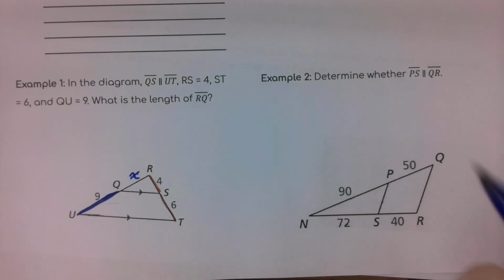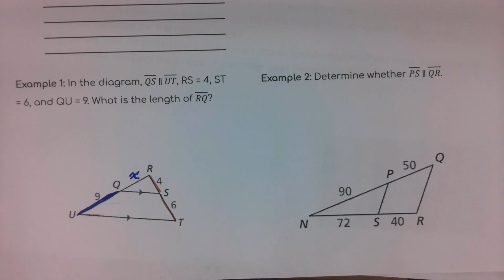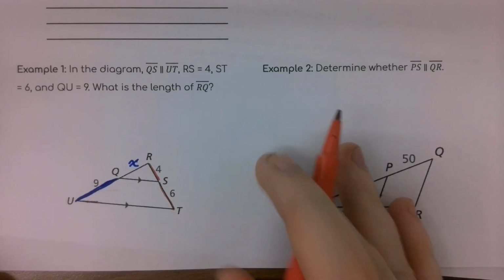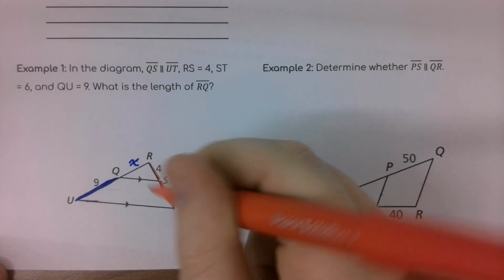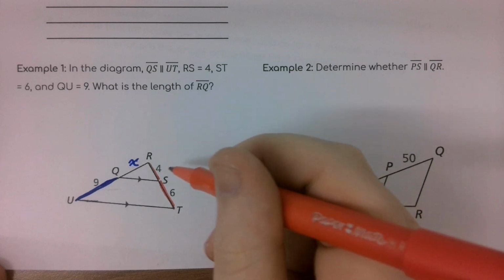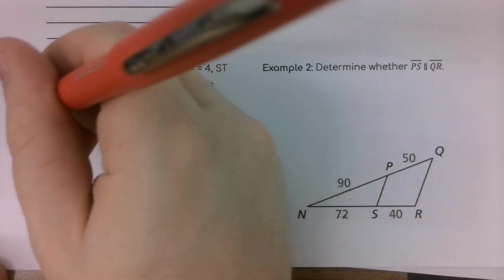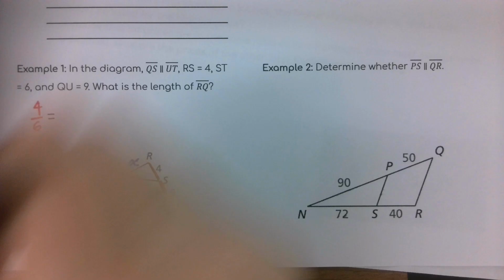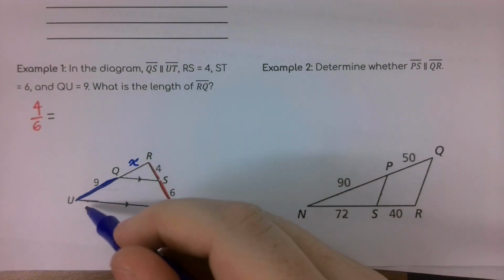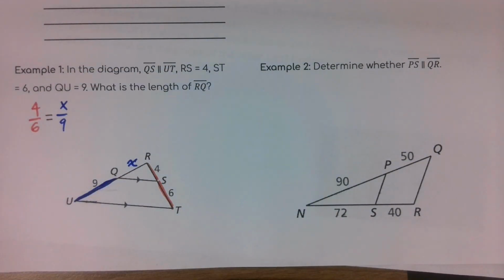We can solve this using proportions. So, because these lines are parallel, we can set up a variety of different proportions. One thing we could compare is the top triangle to the bottom triangle, red side to blue side. So, if we're comparing top to bottom, that'd be 4 divided by 6, and that's supposed to equal top to bottom, x divided by 9. That's one way we could set this up.